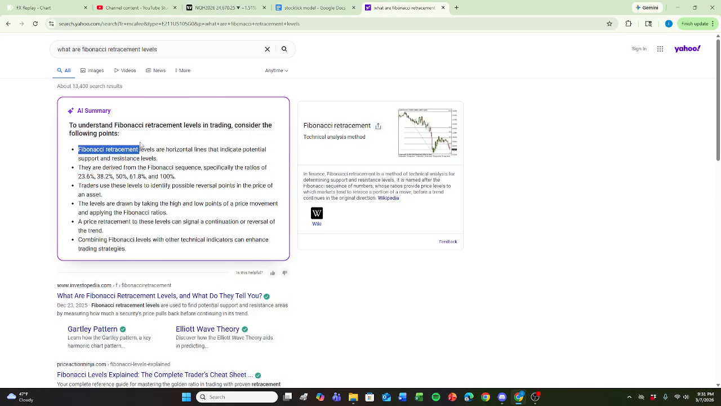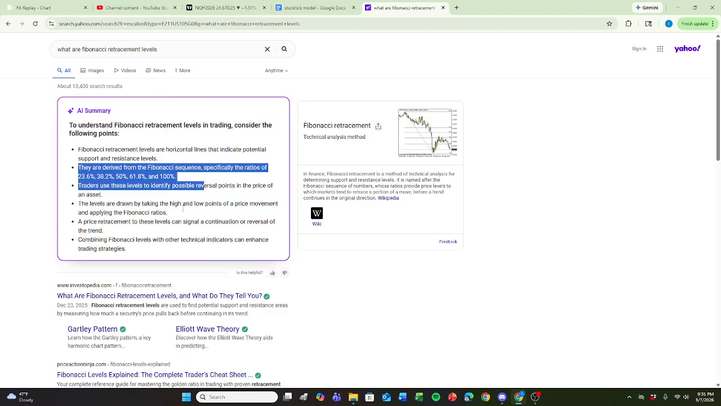AI summary, it's basically just a sequence. It follows the Fibonacci sequence, the ratios of which it's kind of expected price to retrace up into. The most powerful is around 61%. 50% is considered a price rebalance.